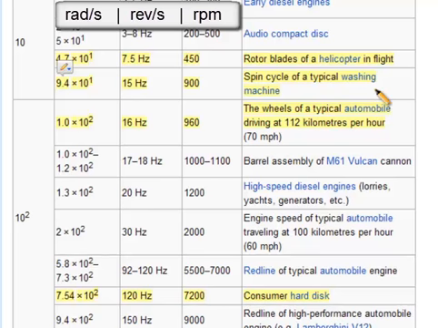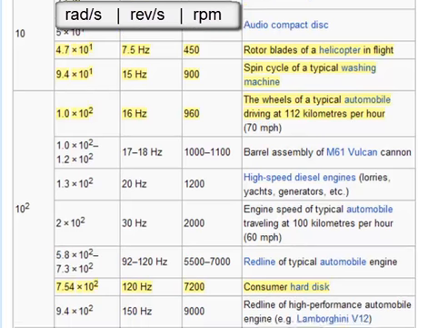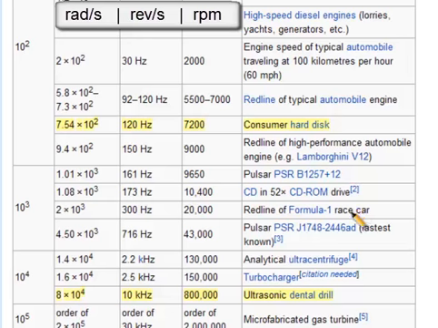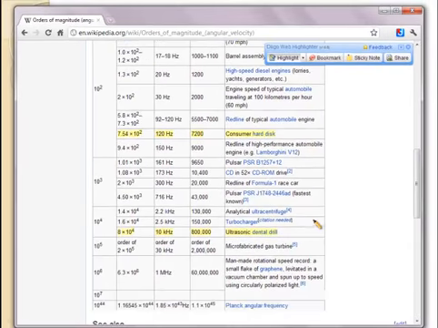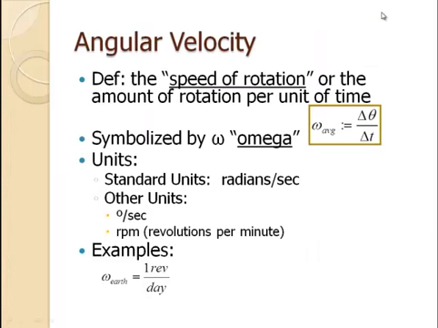Your washing machine goes about 900 RPMs. Automobiles typically drive around 960, although here it says that a Formula One race car can top out at about 20,000 RPMs. In your computer right now, the hard drive is spinning around at about 7,200 revolutions per minute. A dentist's drill, and I hate the dentist, goes 800,000 RPMs. So, just a couple of values to get your heads around how fast things can spin.